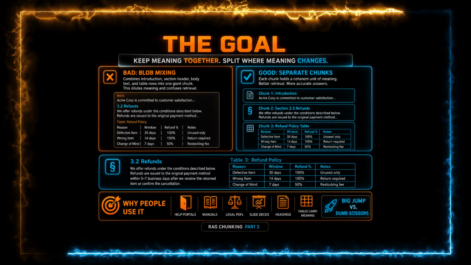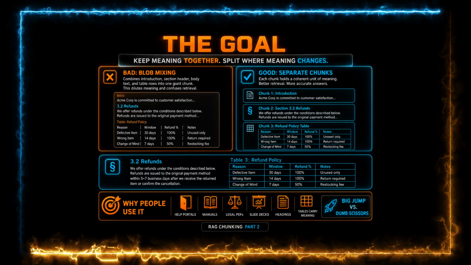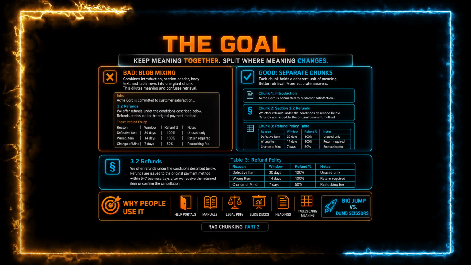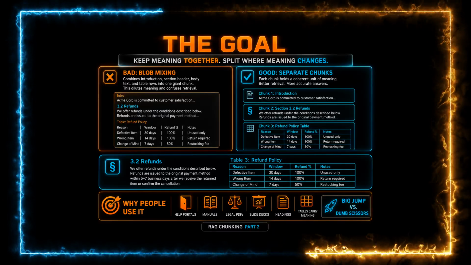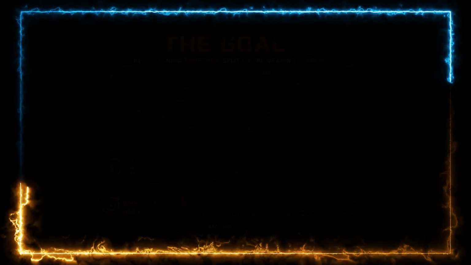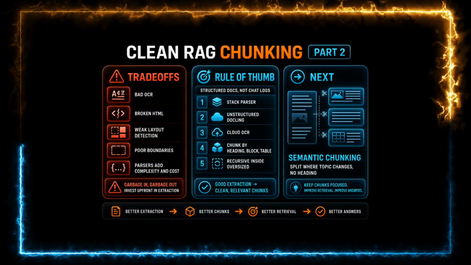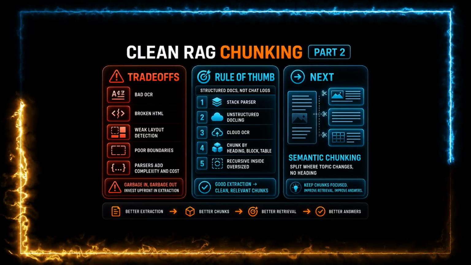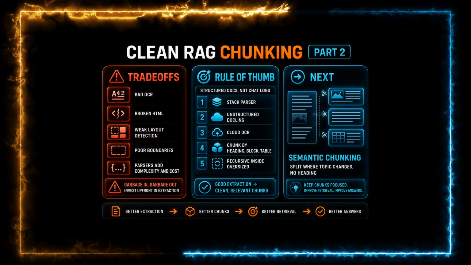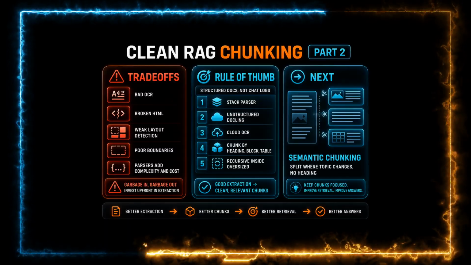Why people use it? Help portals, manuals, legal PDFs, slide decks, anywhere headings and tables carry meaning, often a big jump in retrieval quality versus dumb scissors on extracted text. Trade-offs: it depends on ingest quality. Bad OCR, optical character recognition, broken HTML, or weak layout detection can lead to poor chunk boundaries anyway. Parsers and layout models add pipeline complexity and cost.